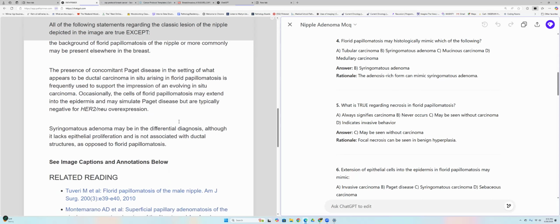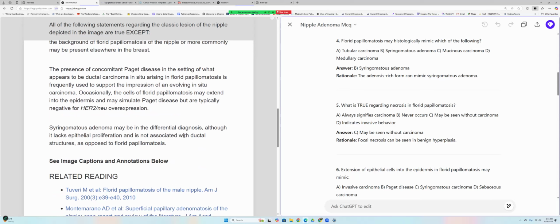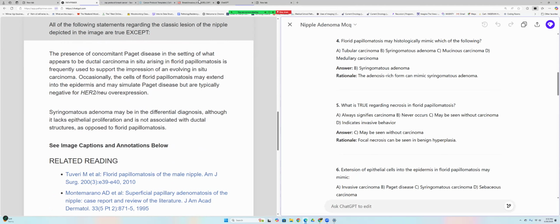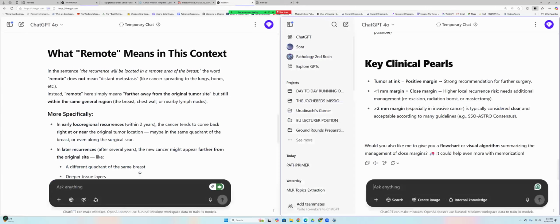They did explain something there. Although it lacks epithelial cell proliferation, I said with ductal structure as opposed to... come and sit down. If we have a picture of syringomatous adenoma, let's look at it quickly. Let's look at syringomatous adenoma.